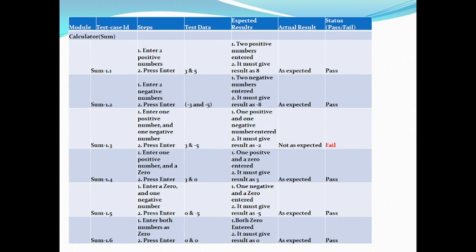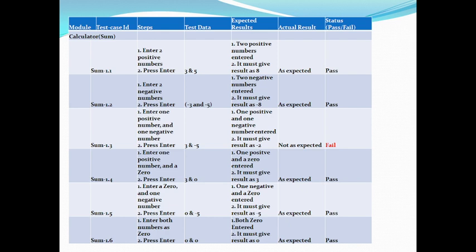The second column is test case ID. Every scenario, every test case has its own unique ID, which we need to mention. So here we have around 6 test cases and each has a unique ID. So the second column consists of test case ID.